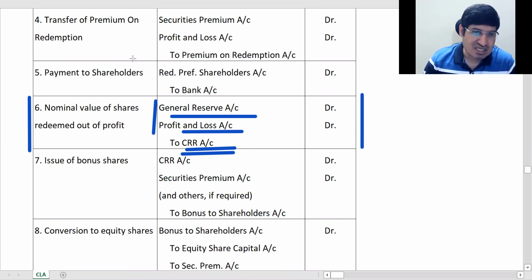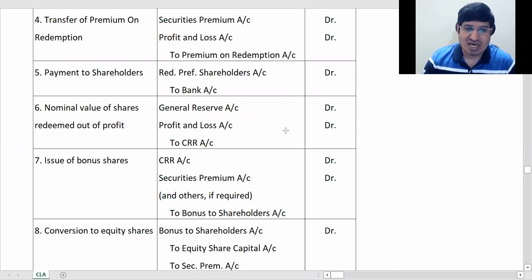Okay, or even if you put it somewhere between this, it's not a problem actually anywhere, this entry. There's no date issue associated with this entry. Okay, and then फिर अगर इसके बाद इस प्रॉब्लम में, रिडेम्पशन के प्रॉब्लम में कभी कभी इश्यू ऑफ बोनस शेयर्स पूछ लेता है. So there you have to use CRR account.